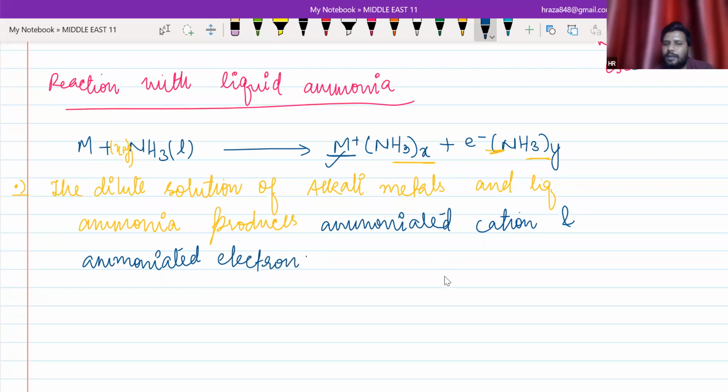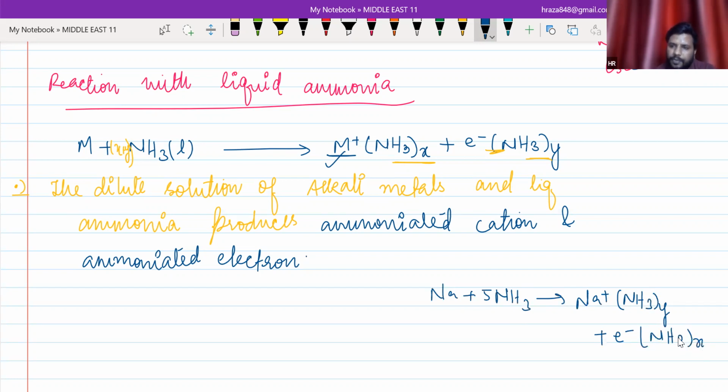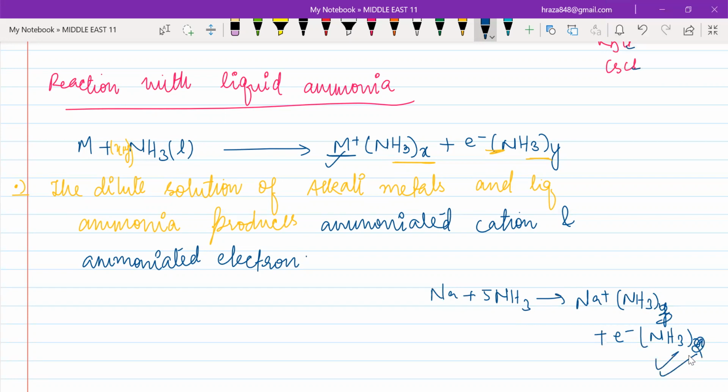So if we have sodium and react with 5 NH3, it will be like this: Na(NH3)x plus, and then the electron will combine with NH3, that means 3 or 2 you can take. Is this clear? Yes, sir.